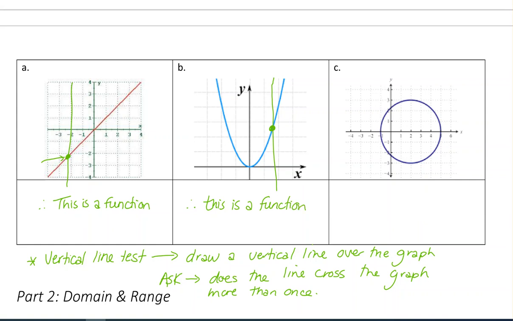And the last one, we're looking at a circle. Okay, so again, draw your vertical line. And what you notice here with the circle is I have 2 points where it crosses. Because that occurs, you would say this is not a function.